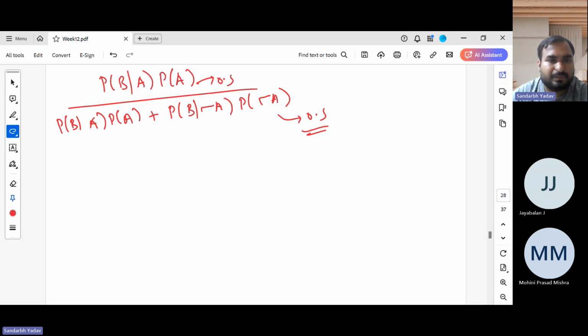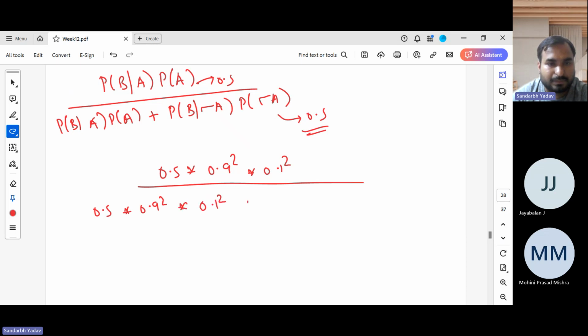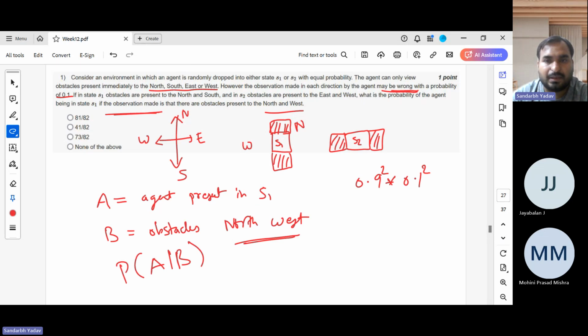So maybe I'll write it. 0.5, this is probability of A, into probability of B given A, 0.9 squared into 0.1 squared. And again the same numerator comes here, 0.5 into 0.9 squared into 0.1 squared, plus this probability we know, 0.5. Now let's see what is the probability of having an obstacle in north and west if we are in S2. North, we want an obstacle, but there is not an obstacle, so it should be wrong, right? East, we don't want an obstacle, but there is an obstacle, again it should be wrong.